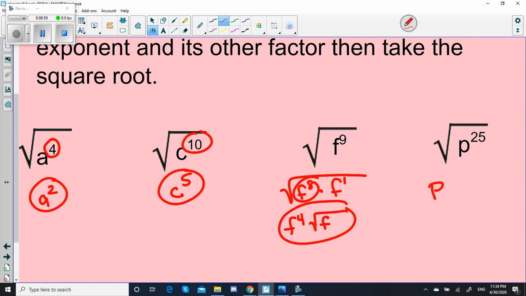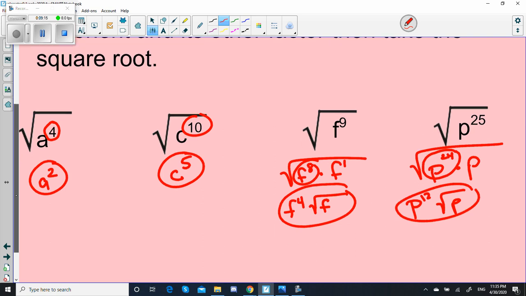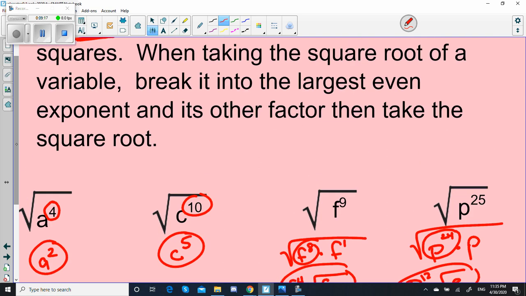The highest amount of even I can do is p to the 24th times p to the 1st. That's still under the radical sign. I'm going to take the square root of the highest even, which is p to the 12 on the outside, and that p is still on the inside. So hopefully you understand how the variables work. Remember, we're going to go with evens being perfects.